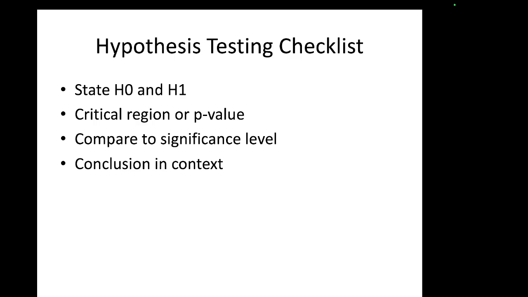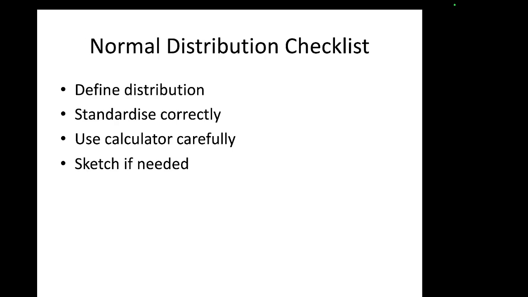Hypothesis testing is another area where students throw away easy marks. The process is always the same. State the null hypothesis. State the alternative hypothesis. Find the critical region or calculate the p-value. Compare against the significance level. And most importantly, write your conclusion in context. Many students do the mathematics correctly and then lose marks because their final sentence is incomplete.